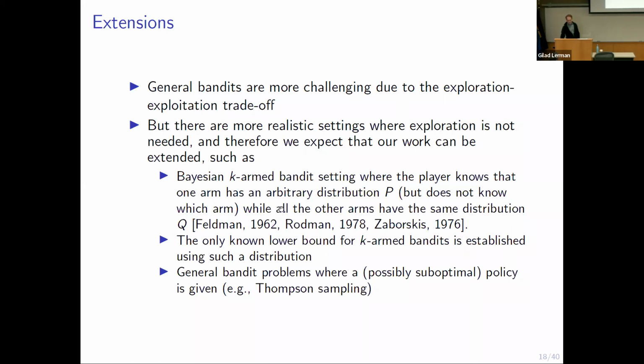There's been a line of work going back to David Blackwell and his PhD students. And this is the case. In fact, this is the lower bound for general K-armed bandits. So if we study this problem, we can improve the lower bound for general bandits as well. And also our techniques could be used in general bandit problems where a possibly suboptimal policy is given, such as Thompson sampling.